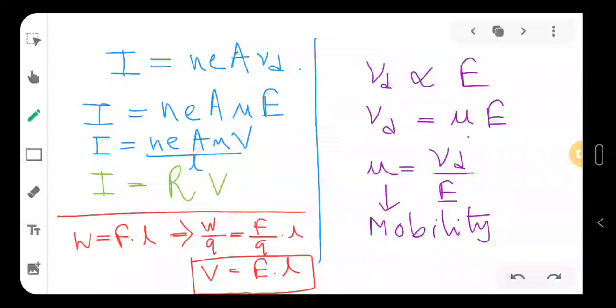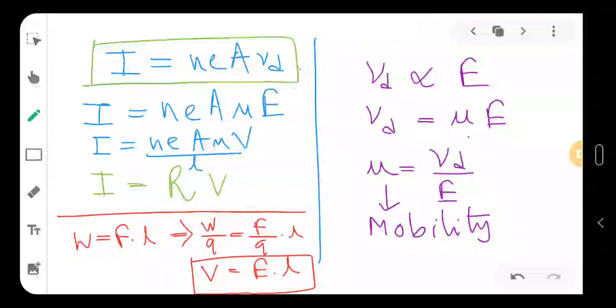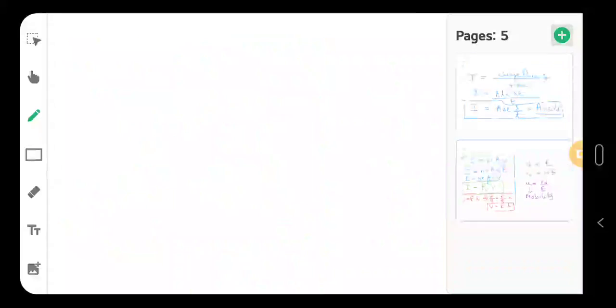Now why do we need this? Because this term we have to remember. This is very important to remember, and the last part, Ohm's law, is very important to remember. So these things we need. From this we will be getting some data. What kind of data?